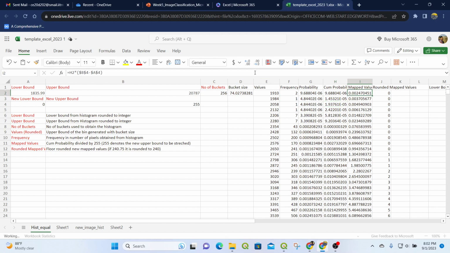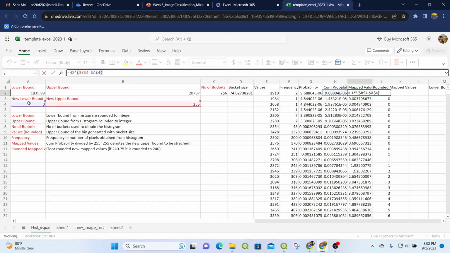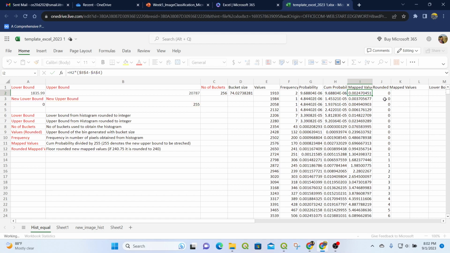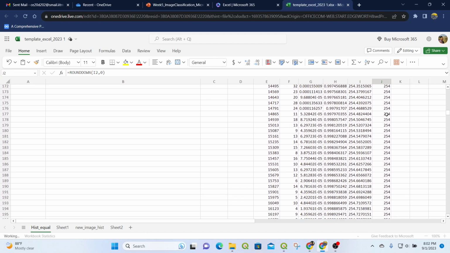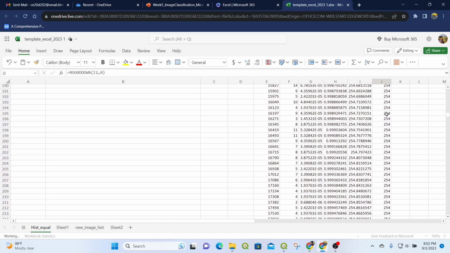Then you can multiply. So we are stretching, we are going to change. Currently it is in 16-bit, we are going to the 8-bit data. So we are going to equalize it between 0 and 255. So we are going to multiply our cumulative probability by our new upper bound minus new lower bound, and we are rounding it to the nearest integer. So if we do that, we will get the values between 0 to 255.